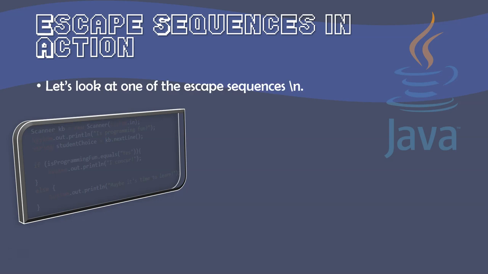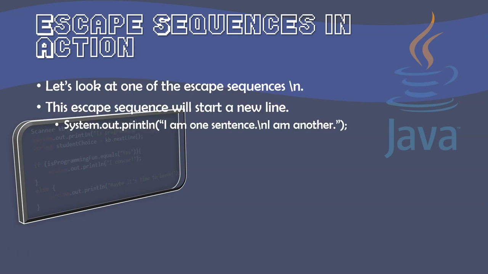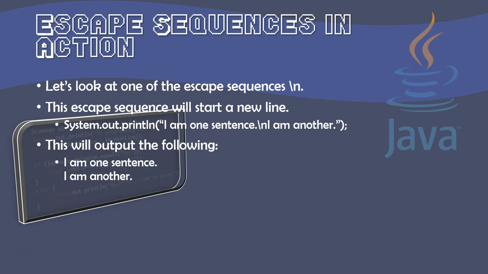Well, if we look at, let's say, slash N, this is simply going to start a new line. So if I print out, "I'm a new sentence, slash N, I am another," what kind of code is going to come out of here? Well, we're going to get the following output: I am one sentence, new line, I am another. And that's all it's going to do. It's a very simple little bit of code, but instead of having to, for example, use two print line statements, I can just put a /n there and it makes my code a lot nicer.